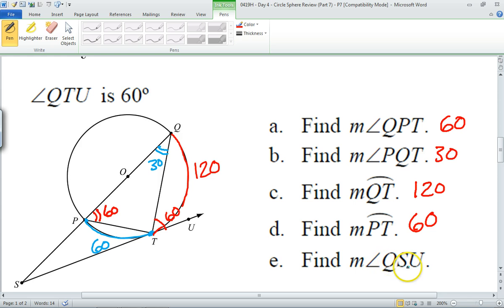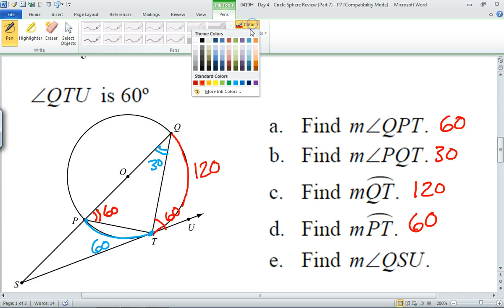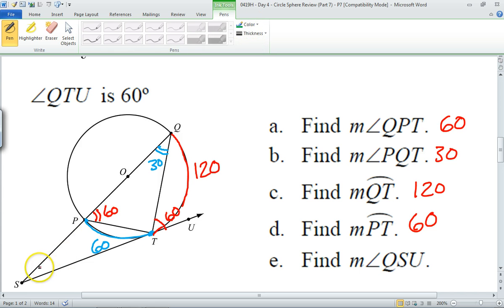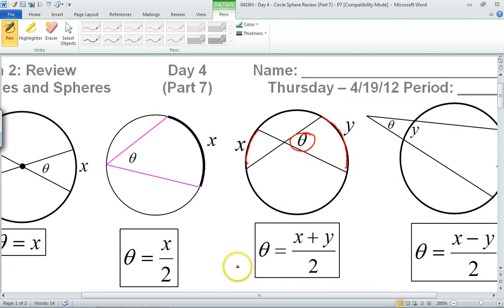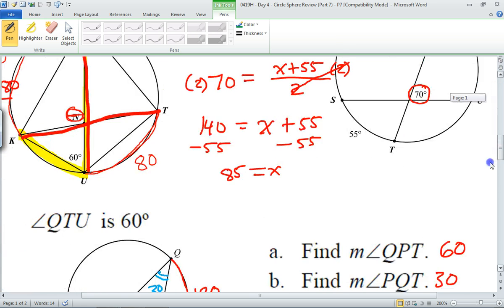We're supposed to find angle QSU. It's this one that's hanging way outside the circle. I'm going to put a theta on it. We need to find that angle out there. Any ideas? How are you finding it? I want to know a process. 120 minus 60 over 2. X minus y over 2. Yes, thank you. We have to use the fourth formula over here. When the angle is hanging outside of the circle like that, the angle is arc minus arc divided by 2. So that's what we're doing.